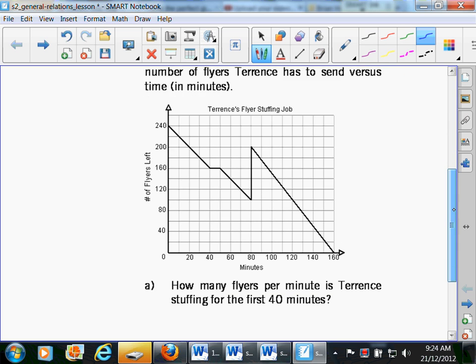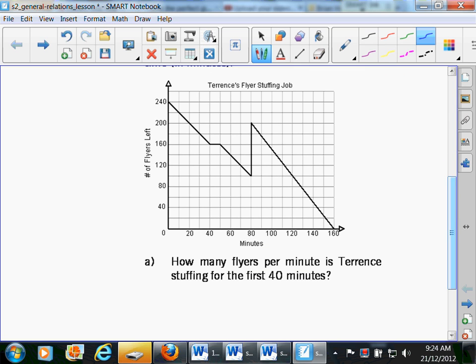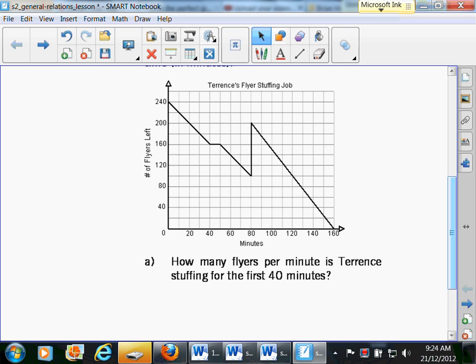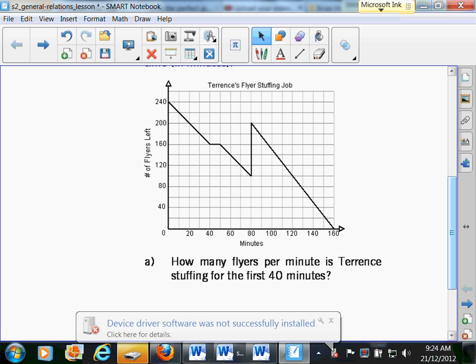So what we see here is he starts off with 240 flyers. He gets rid of some, and then there's a little bit of a plateau. And then he gets rid of some more, and jumps back up, and it comes all the way back down until he's got nothing left. Alright? So now we're going to answer some questions from the graph. How many flyers per minute is Terrence stuffing for the first 40 minutes?